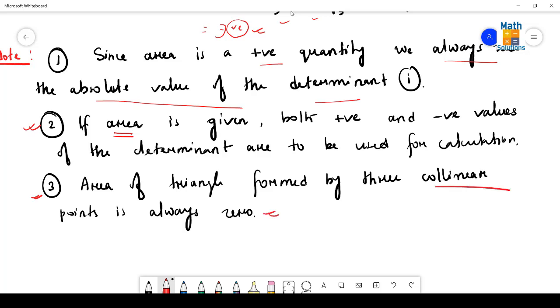Collinear means points lying in the same straight line. So suppose we have 3 points in our hand, and these 3 points are lying in the same straight line, is it possible that they can form a triangle? Of course not. Therefore area of the triangle in that case will always be 0. So these are actually the basic informations to proceed with the exercise 4.3 in this chapter of determinants.